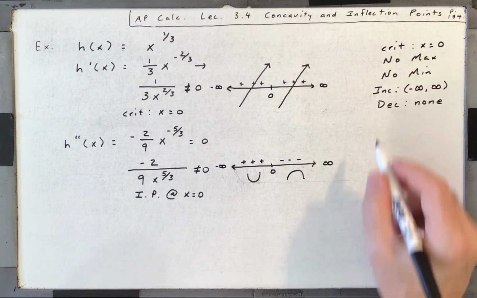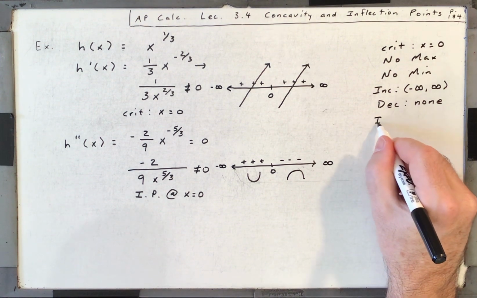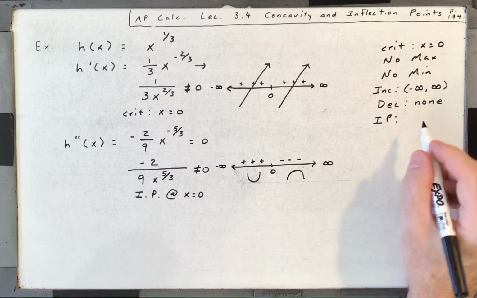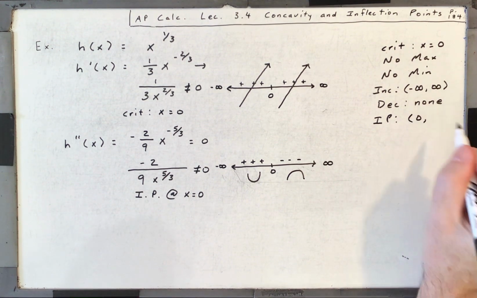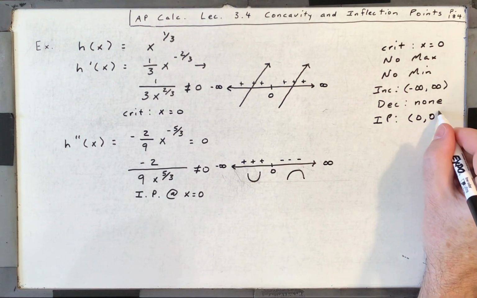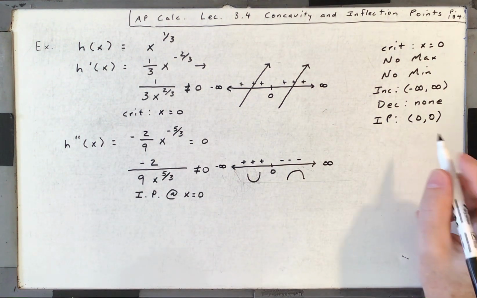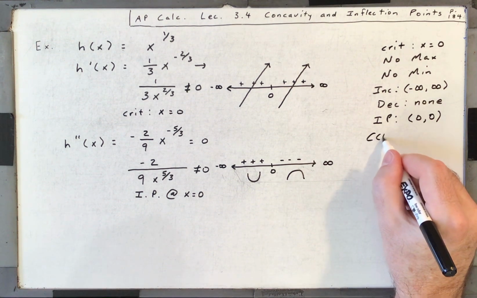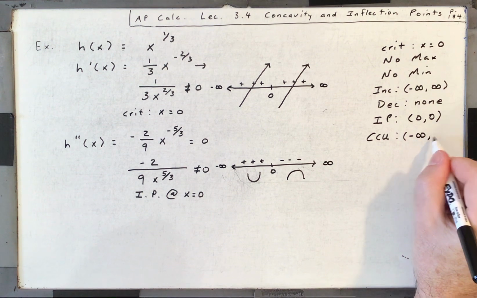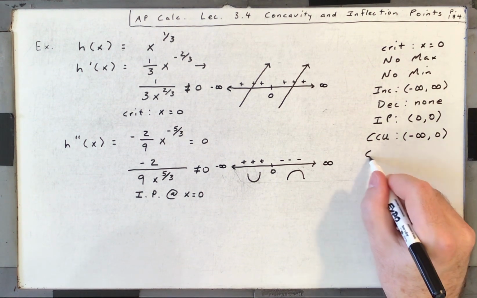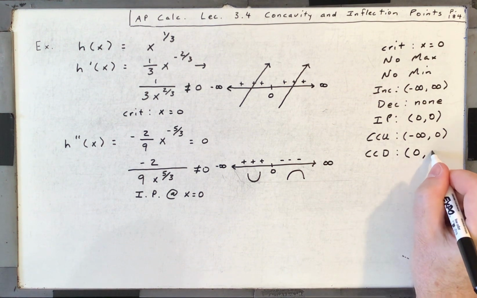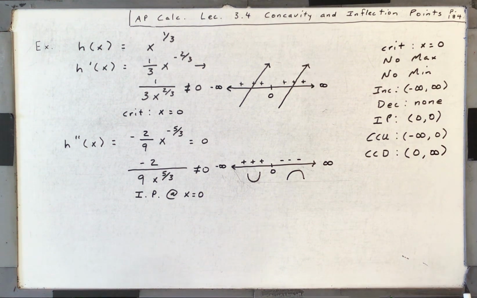So let's write down the intervals I know. We know we have an inflection point at 0. And I plug back into the original function. The y value is also 0. We are concave up from negative infinity to 0. And we are concave down from 0 to infinity.